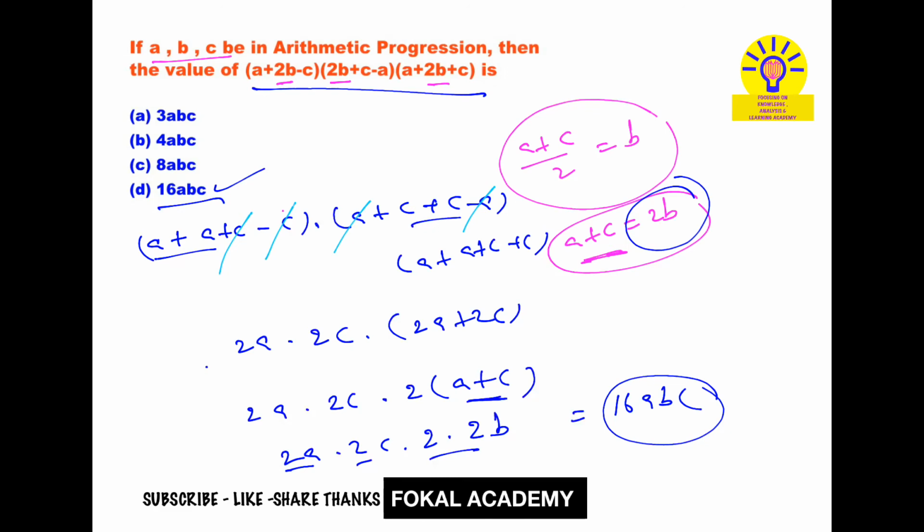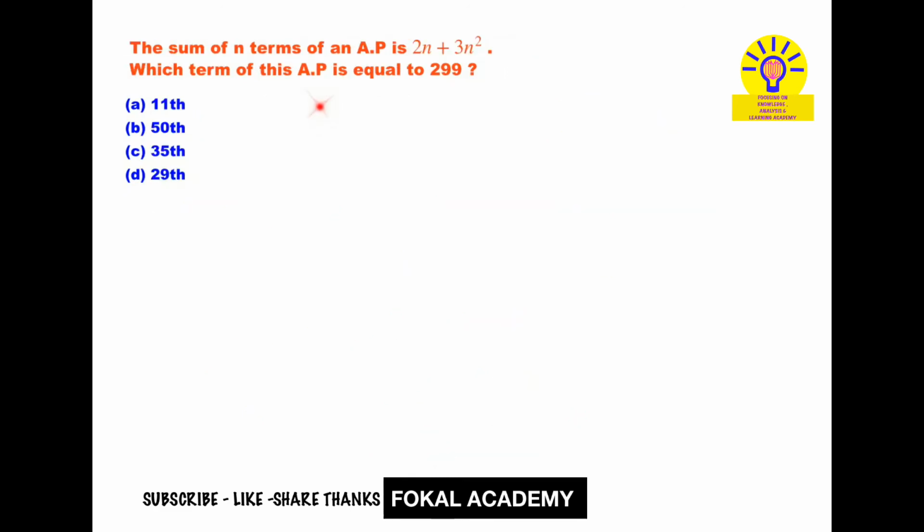Come to the next problem. See here the problem. The sum of n terms of an AP is given as 2n plus 3n square. So that is Sn. Sum of n terms is given as 2n plus 3n square. Then which term is 299? That is 299 is equal to Tn. Then what is the n value?